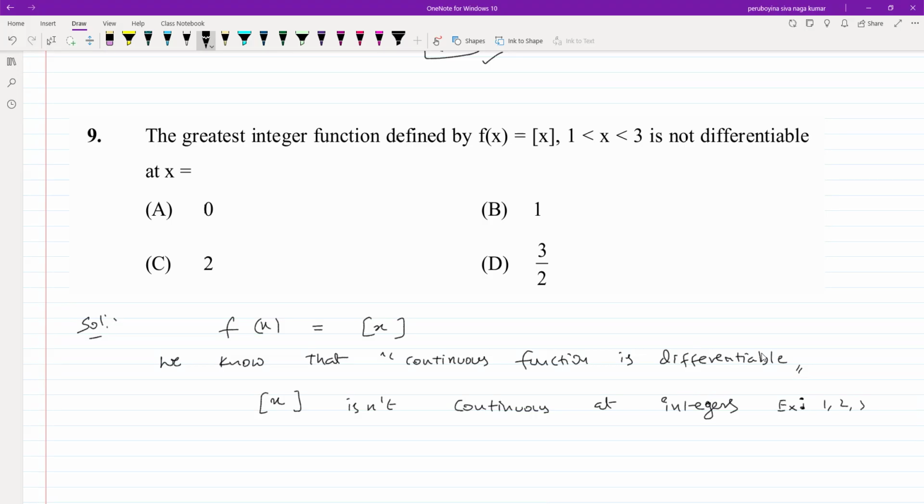So what is the integer between 1 less than x less than 3? What is the integer between 1 and 3? Integer value is 2 only. So x is equal to 2. At 2, it is not continuous. So obviously, it is not differentiable.